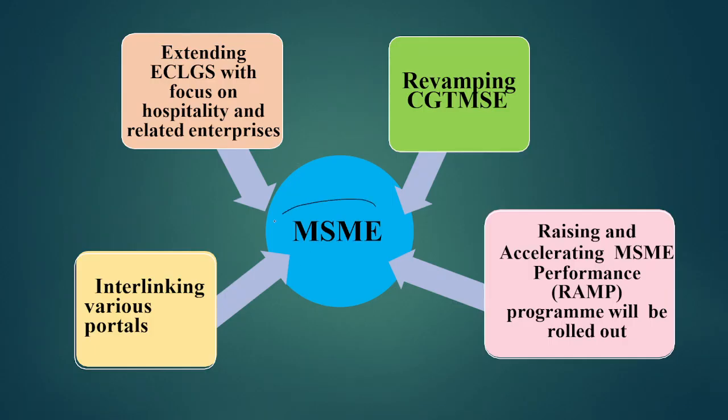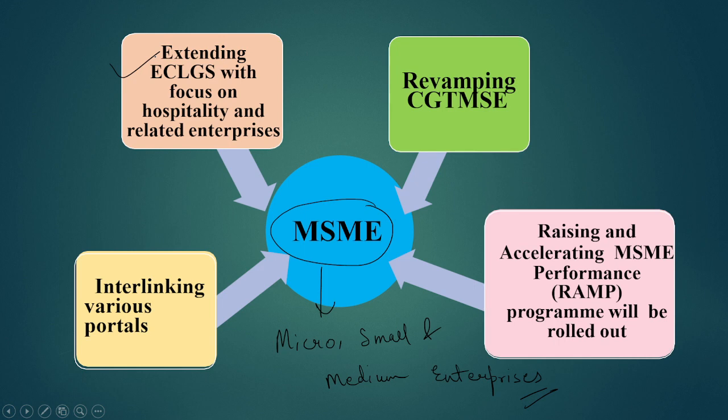Next is under MSME sector. What is the full form of MSME? This is your micro, small and medium enterprises. And under this sector, there would be extending ECLGS with focus on hospitality and related enterprises. If I talk about what is ECLGS, so this is your emergency scheme. All right, that is being extended till the year March 2023. All right, this you have to remember.